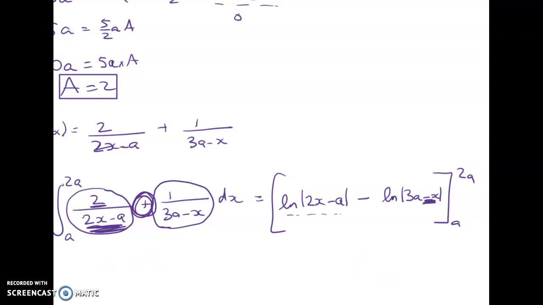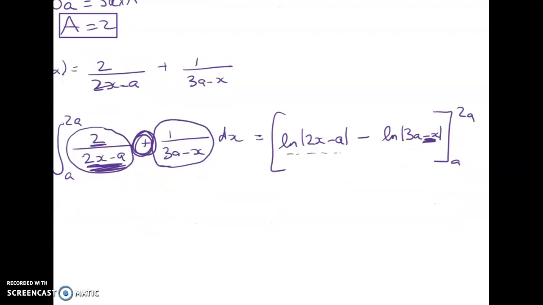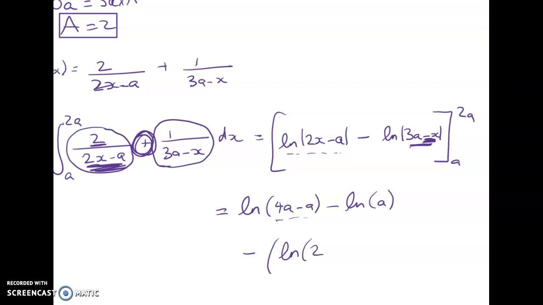And now all the work to get to the natural log of 6 comes from substituting in and just chugging our way through combining log things. So we've got natural log of (2 lots of 2a, so 4a, minus a). I can drop the absolute value signs because I know that a is positive. So 3a will also be positive in here, minus the natural log of (3a minus 2a, which is just a), minus the natural log of (2a minus a), minus the natural log of (3a minus a).